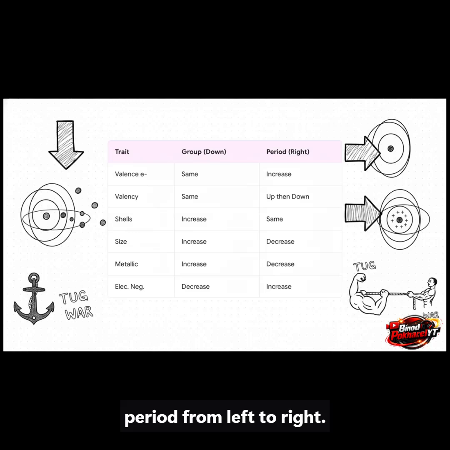Going across a period from left to right, the shell stays the same, but you keep adding protons. The inward pull gets stronger. The atom shrinks. Electronegativity shoots up and metallic character drops. Every single trend on the map aligns perfectly with that one core mechanical concept.